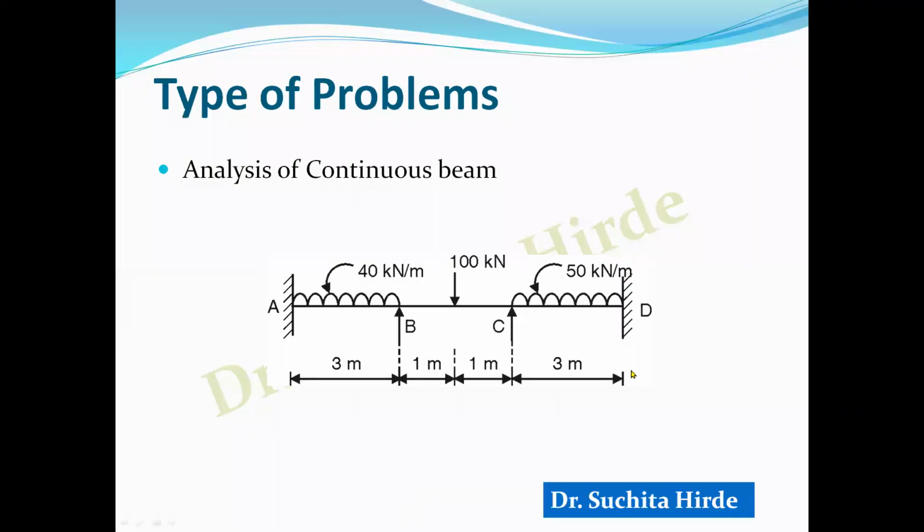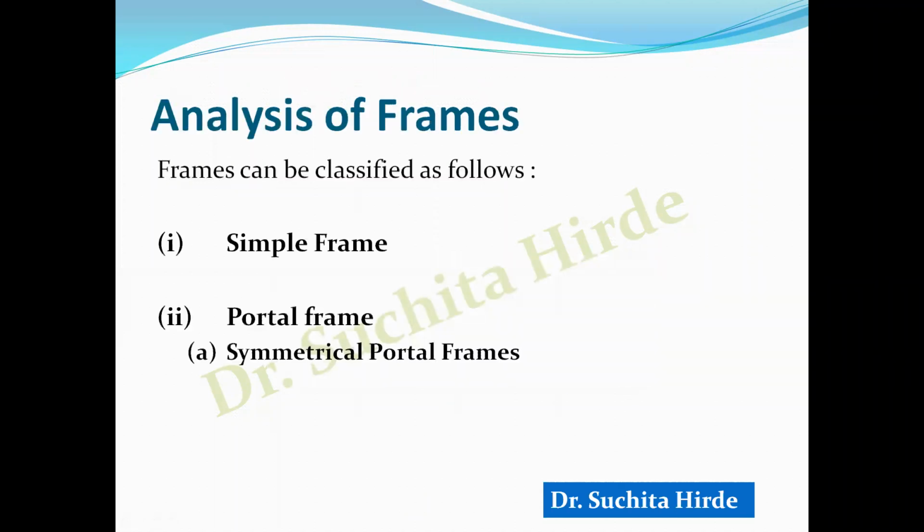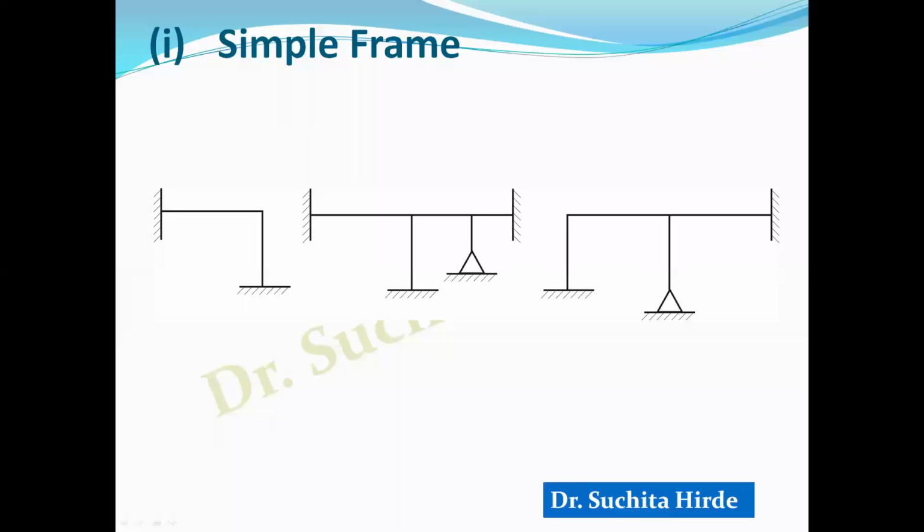Now let us see what type of problems we can solve using Kani's method. We can solve continuous beam, simple frames, portal frame, symmetrical portal frame and unsymmetrical portal frames using Kani's method. Simple frame is also an example of non-sway analysis because there is some support which restricts the horizontal movement of the frame. So simple frame looks something like this, and we can analyze simple frame using Kani's method.